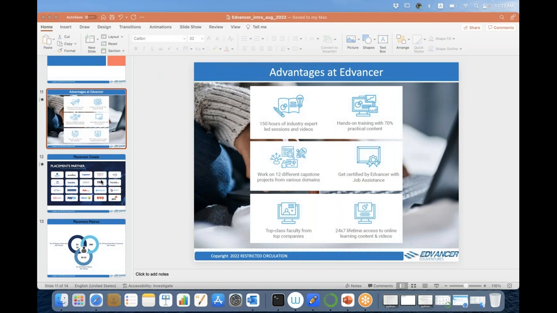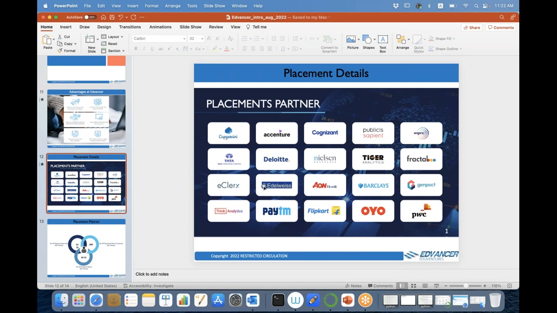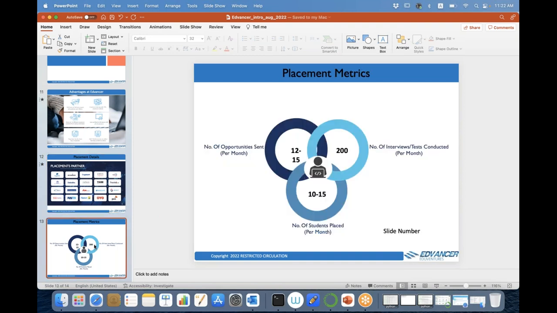Coming to placements, these are a few brands that you see on my screen, which we routinely partner with to supply talent to them. And of course, the talent pool is the people who join our courses. On the number side, there's a slightly older metric. For each individual, we send across 12 to 15 opportunities.